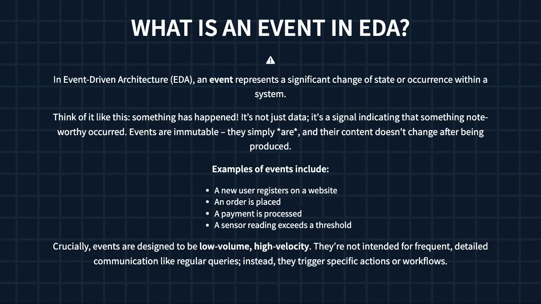Okay, let's talk about events and event-driven architecture. Simply put, an event is a signal that something significant has happened within your system. It's not just data, it's the occurrence itself. Events are like little notifications saying, hey, something changed. They don't change once they're created, they just exist.